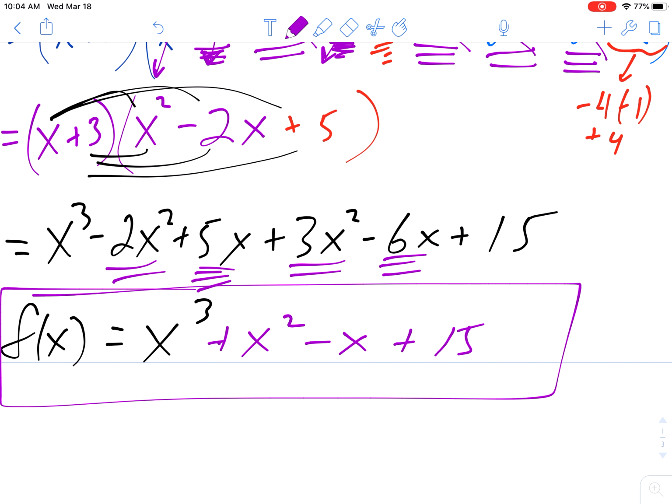And that's it. That's the solution. That's the polynomial function that has those given zeros. Let me fix that 15 there. It's kind of sloppy. There you go.